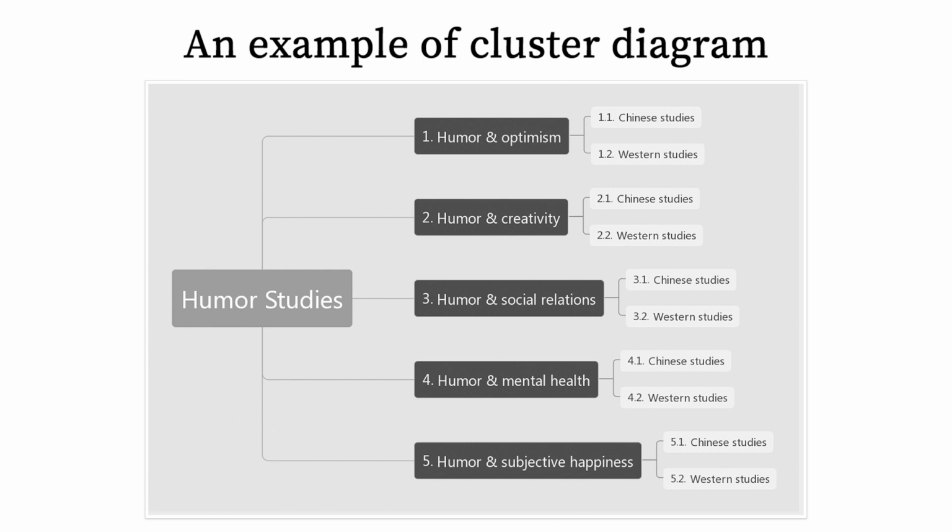Again, let's look at this. If you want to look at humor studies, then you can have humor and optimism, humor and creativity, humor and social relations, humor and mental health, and humor and subjective happiness. And for each component, you can have a cluster of Chinese studies and Western studies. And you put all these studies together, and you have a clear picture of what you want to proceed to write. Paragraph by paragraph, section by section, part by part.